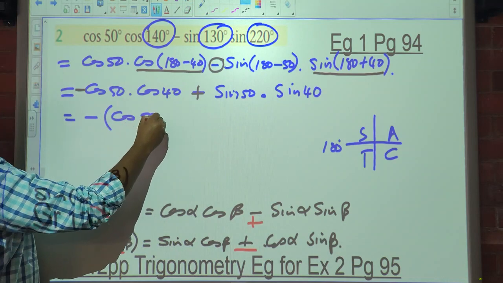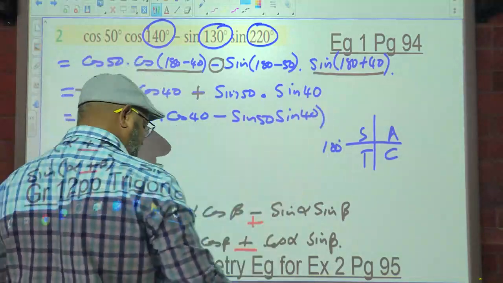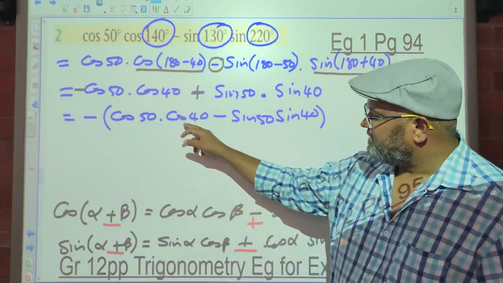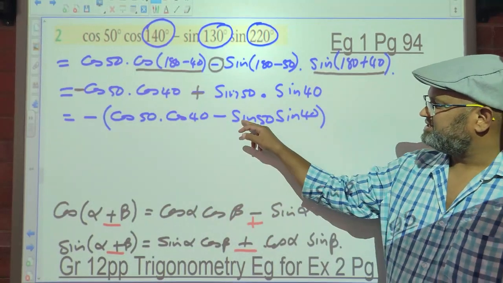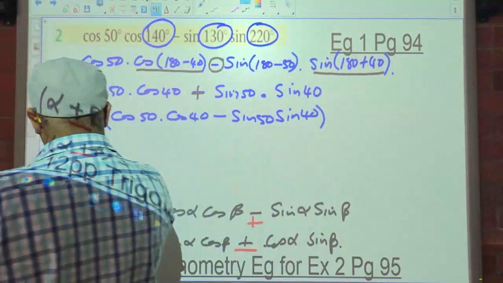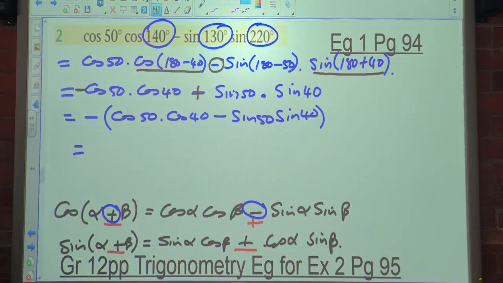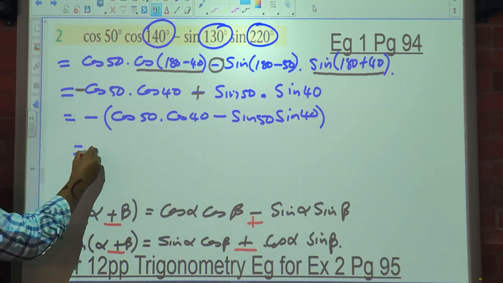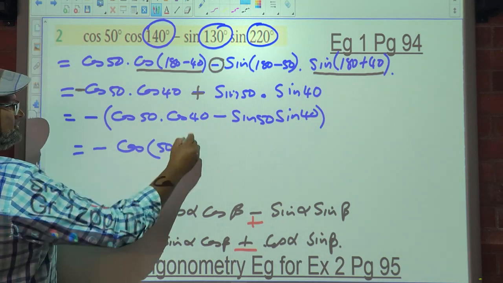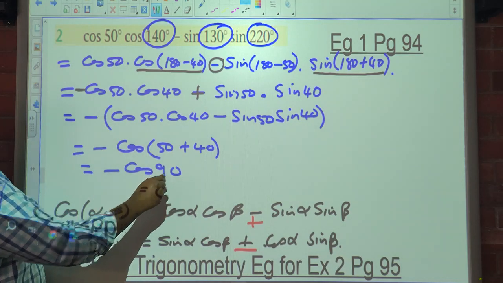We get negative of cos 50 cos 40 minus sine 50 sine 40. Now what? Can you see the resemblance now? Cos alpha cos beta minus sine alpha sine beta. You see that? So how do we say this now? This can be written as, because it's minus, I'm going to use a plus. Minus cos(alpha, which is 50, plus beta, which is 40). What's 50 plus 40? 90. So it's negative cos of 90. What is cos of 90?